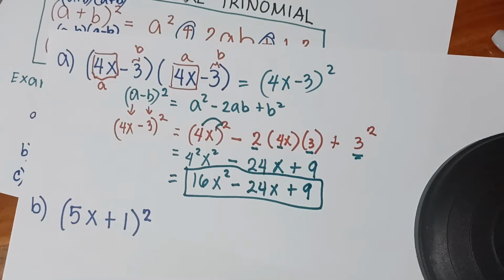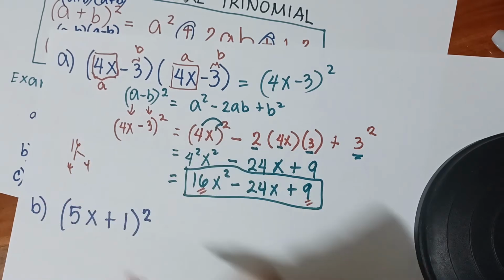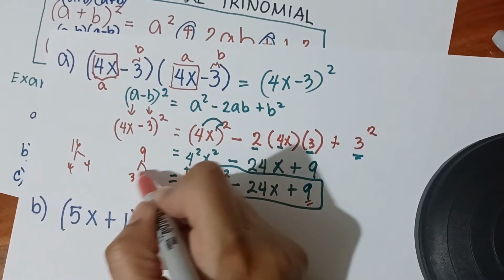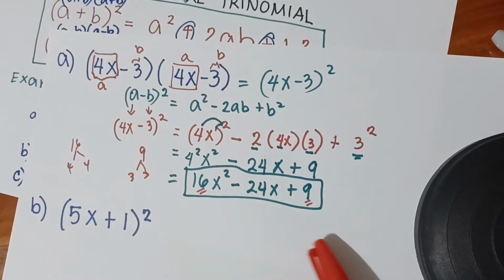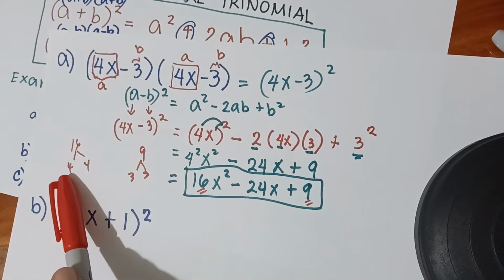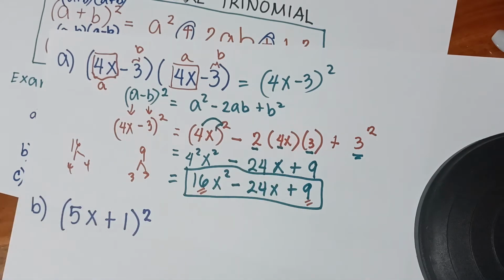So, as you can see, pag i-base mo, titingnan mo yung first term nila, 16 is a perfect square. And 9 is also a perfect square. Why perfect square? Because 16 is 4 and 4. And 9 is also 3 and 3. Okay, kaya perfect square trinomial because the first and the last term are also perfect squares. Okay, and if you multiply the first and the last term, 4 times 3 times the 2 is equal to 24. Okay, so ganun yung pagkuha nun. Okay, next. What if we have this naman?